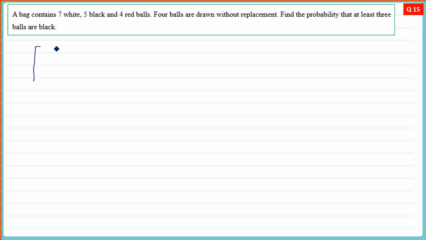A bag contains 7 white, 5 black and 4 red balls. So let me make a bag just to represent it diagrammatically. So 7 whites, 5 black and 4 red balls. 4 balls are drawn without replacement. Find the probability that at least 3 balls are black.